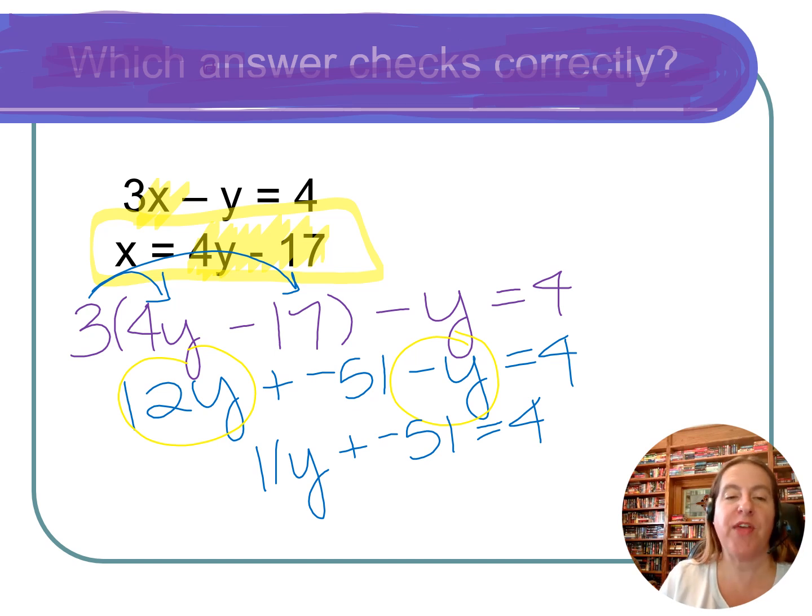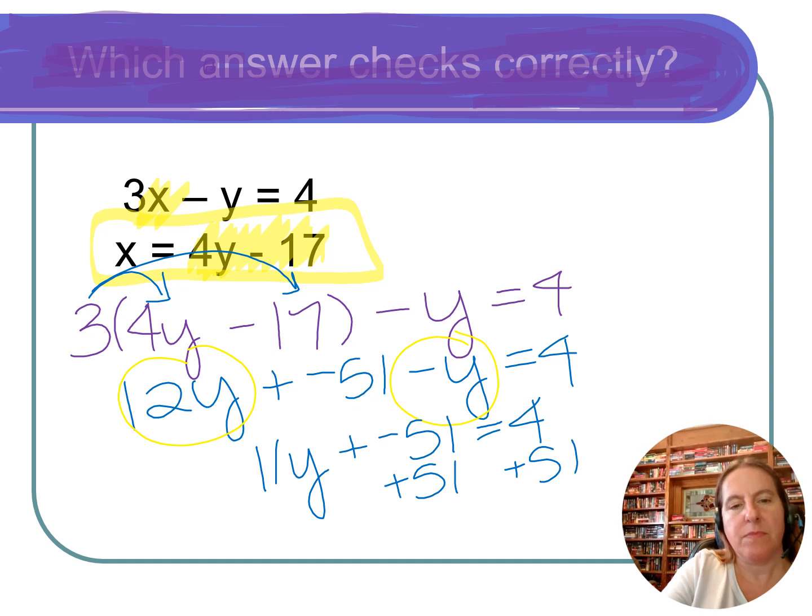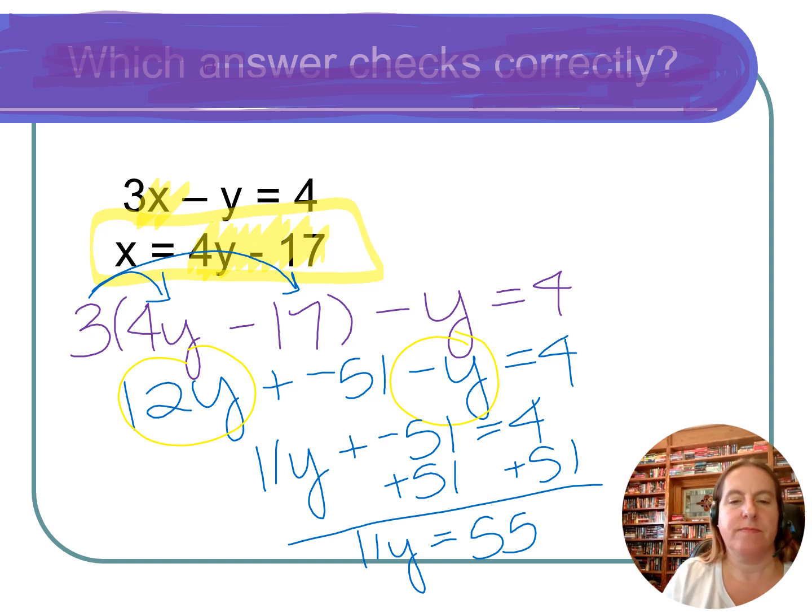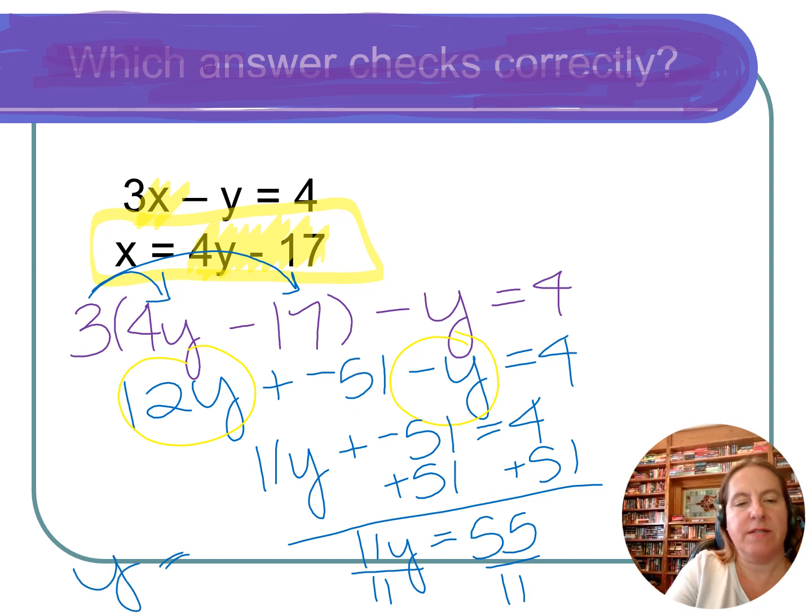Or you could think about that as subtraction. 11y minus 51 equals 4. So we're going to add 51 to both sides. So 11y equals 55. To solve for y, we're going to divide both sides by 11. So in this particular case, y is equal to 5.